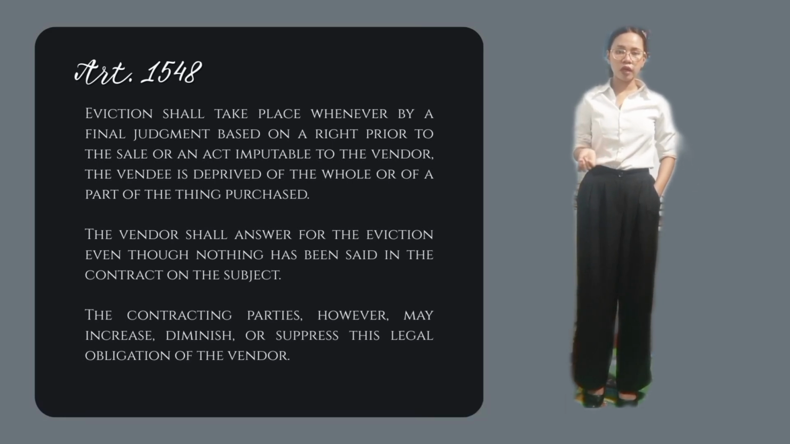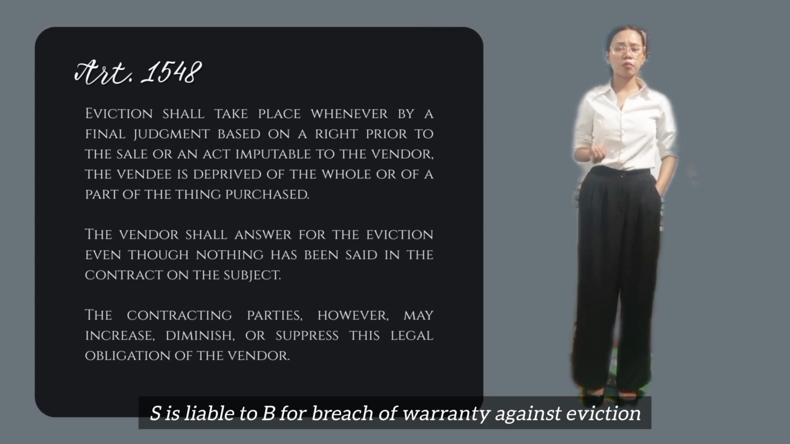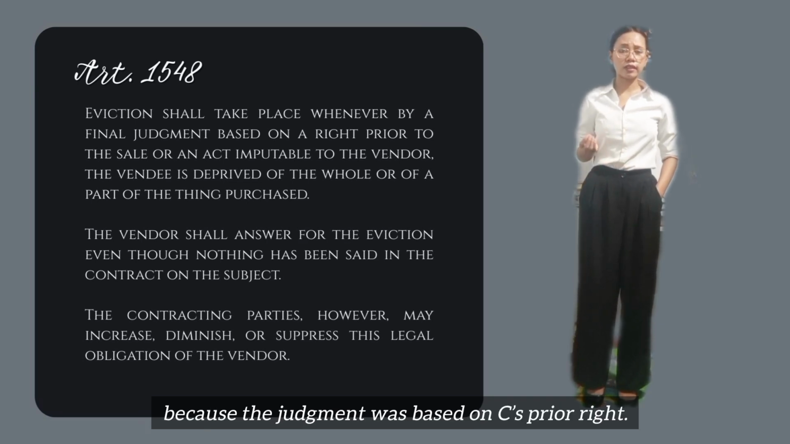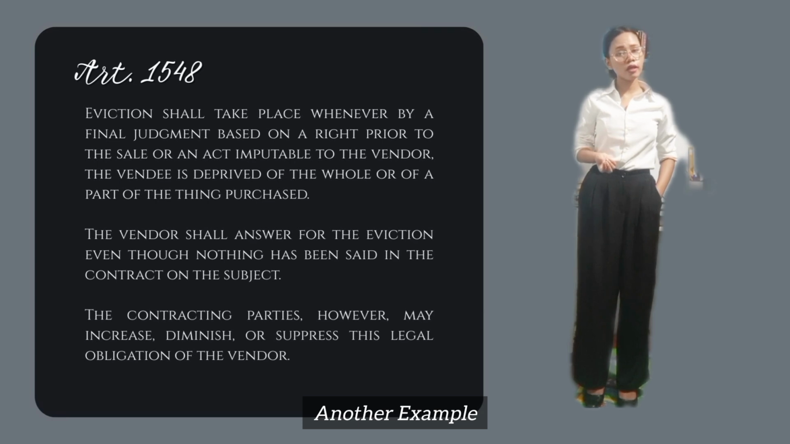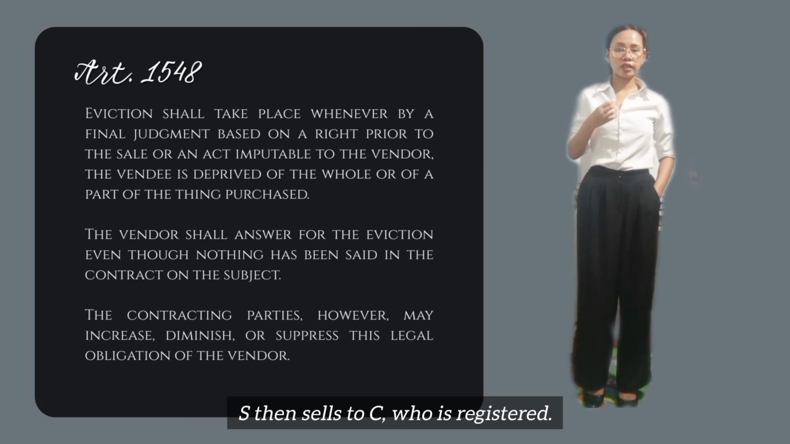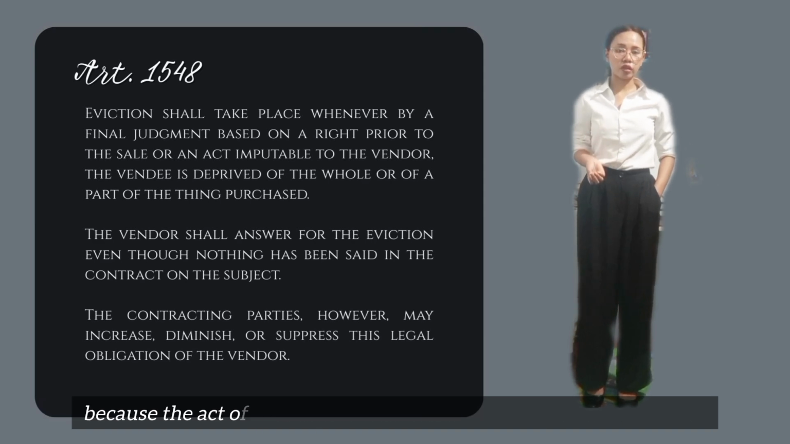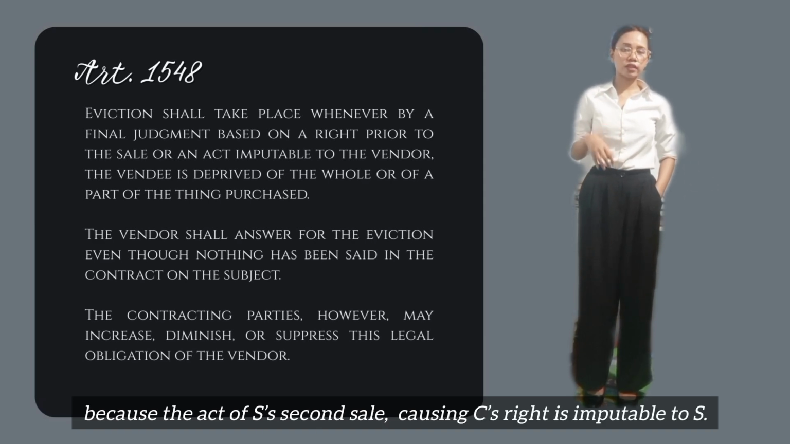bad faith. For example, S sells land to B, and then C sues, claiming ownership and then wins. S is liable to B for breach of warranty against eviction because the judgment was based on C's prior right. Another example, S, the true owner, sells to B, which is unregistered. S then sells to C, which is registered. B can sue S for damages due to breach of warranty against eviction because the act of S, the second sale, causing C's right, is imputable to S.